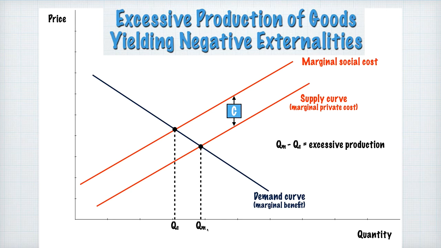is equal to QM, which is what the market would produce, versus QE, which is the efficient amount, and that efficient amount relates to the fact that these firms now are not just including their private costs, but also the costs to society.